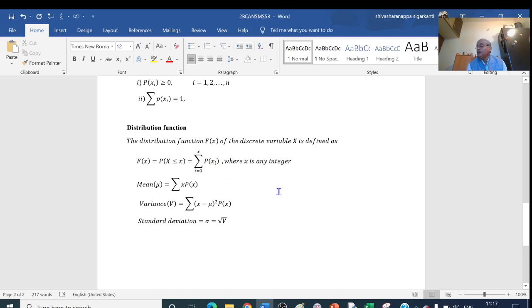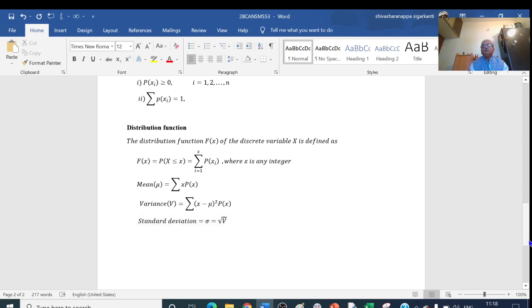And here we define the mean. The mean we usually denote by mu. This is equal to the summation of x into p of x. This is the mean. And the variance is defined as sigma of x minus mu whole square into p of x. This is the variance. And the standard deviation is defined as sigma equal to the square root of the variance.